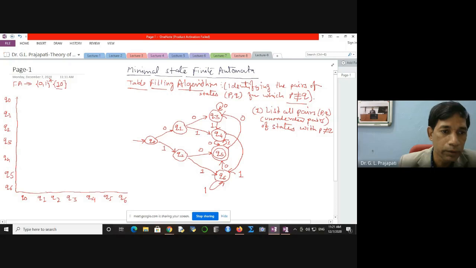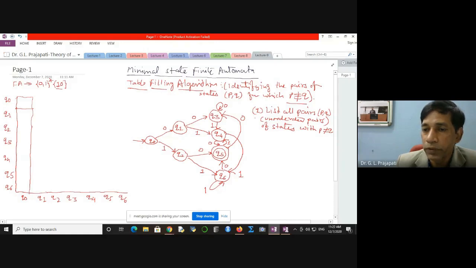If you consider this square, and you have the pair Q0, Q0, we are not interested, because we are saying that P should not be equal to Q. So P is not equal to Q, and we are not interested in such kind of pair.